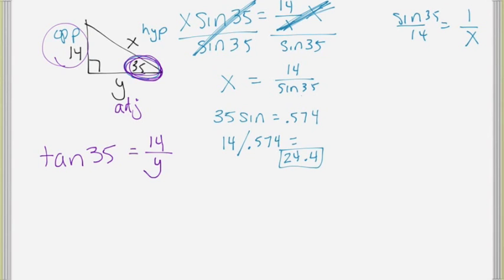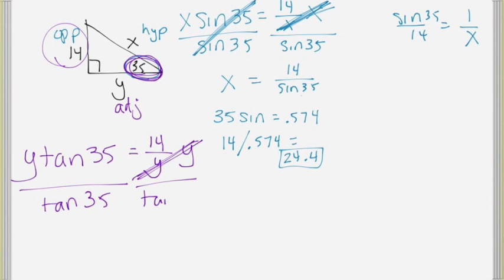Yesterday we talked about how with tangent we can actually fix this problem of having our variable on the bottom by selecting the other angle. So if we would use that top angle of 55, we could fix this. I'm not going to do that here, just so that we have another example of practicing how to solve this. So to solve this, we're going to multiply both sides by y and divide both sides by tangent 35. So that gives us y is equal to 14 divided by tangent 35.